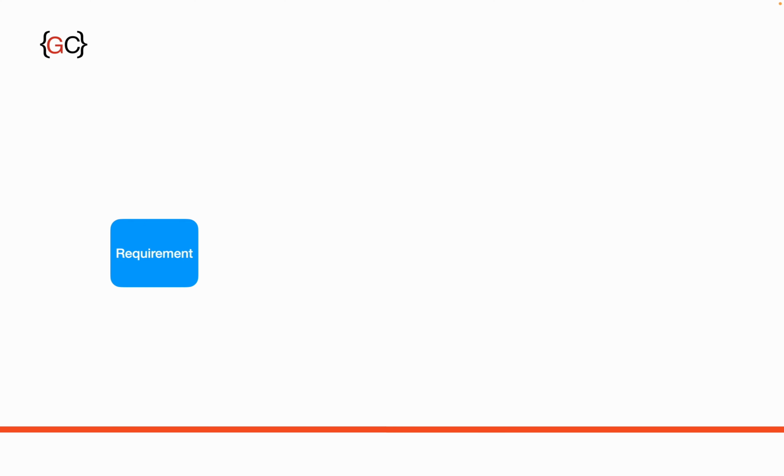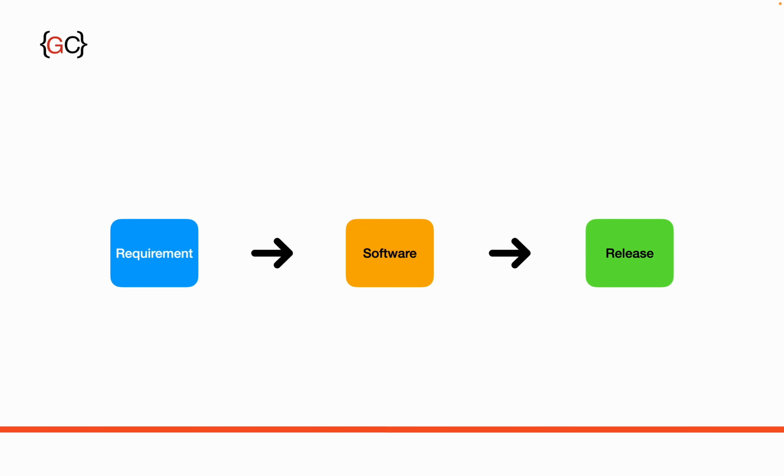So let's say you have a requirement. Now this requirement can come from any client that you are working for, or you can create this requirement on your own. Once you have this requirement, you want to create the software for it. Let's say it takes 6 months to a year for you to create the software from that requirement. Once the software is created, you release it into the market.